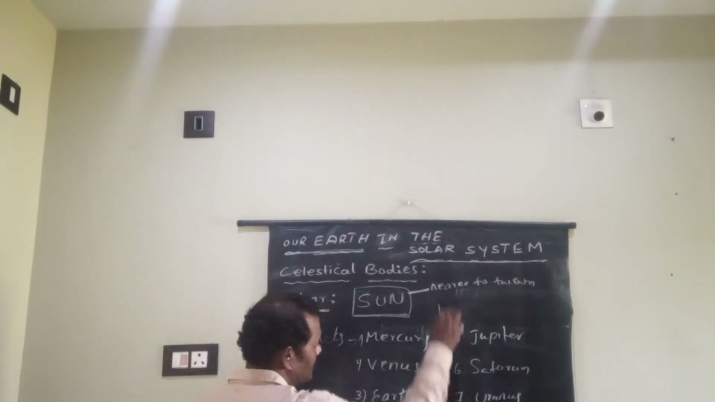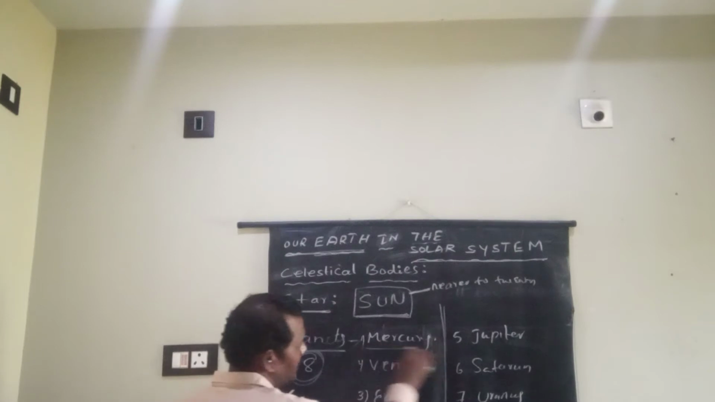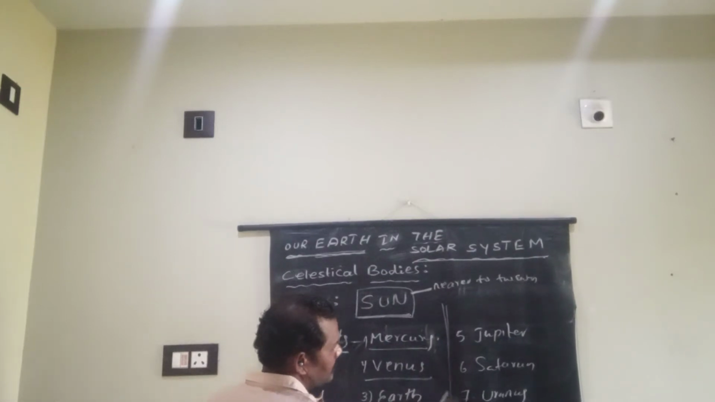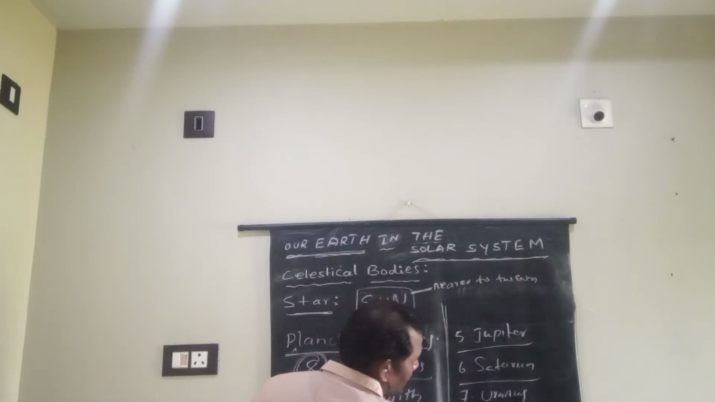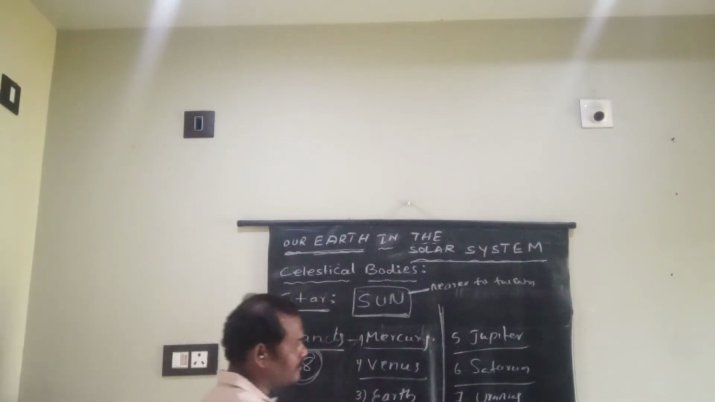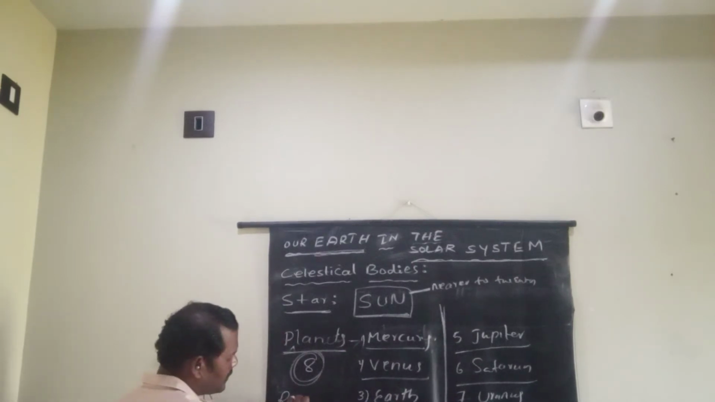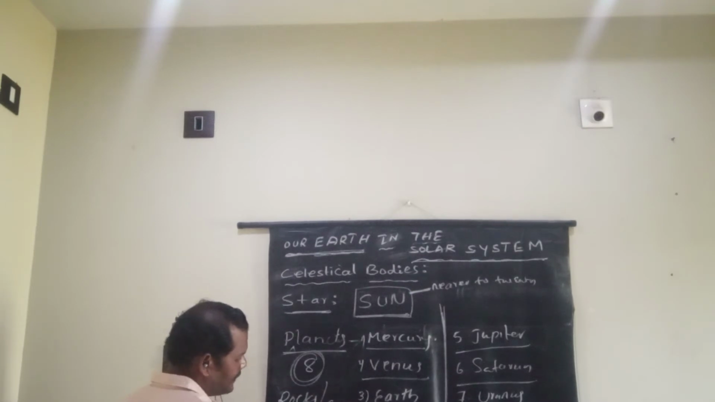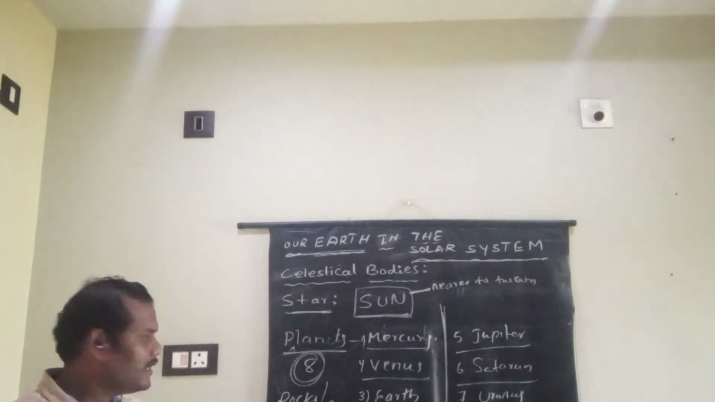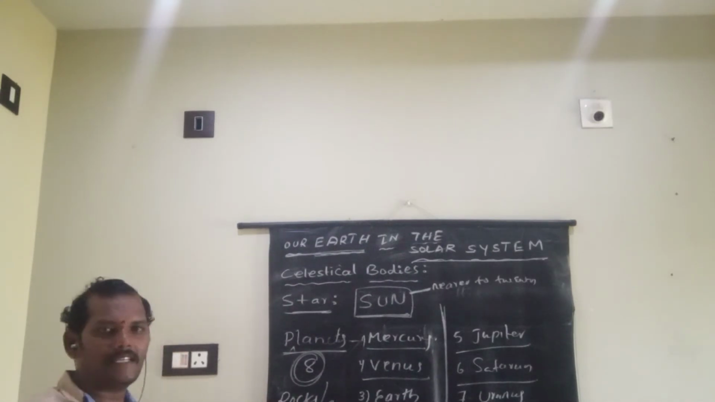How many planets do we have? 8 planets. Mercury, Venus, Earth, Mars, Jupiter, Saturn, Uranus and Neptune. These 8 planets consist of rocks, gases and some liquids.